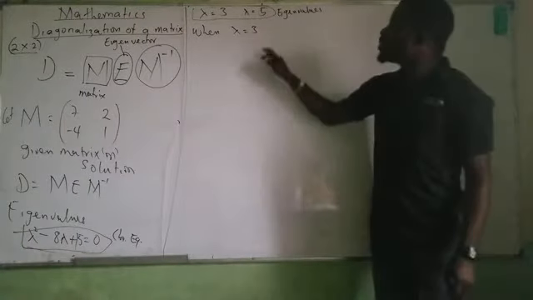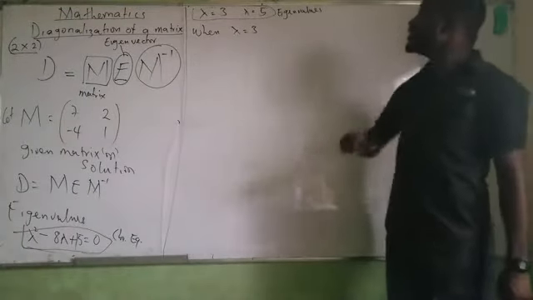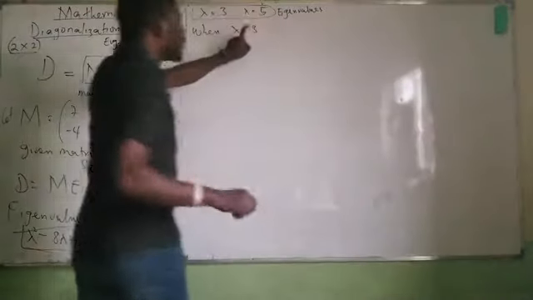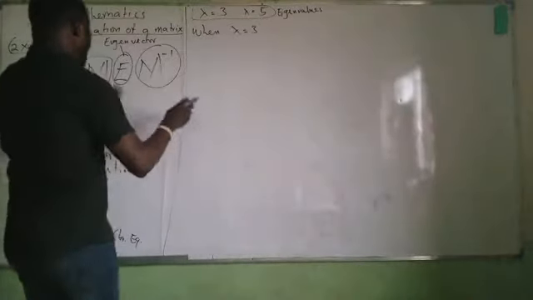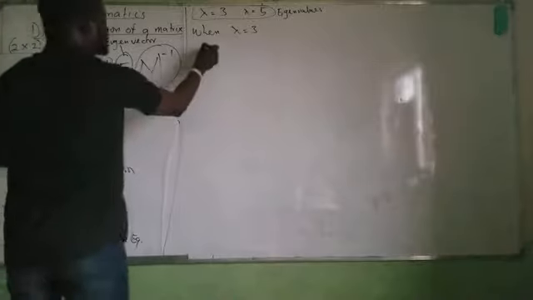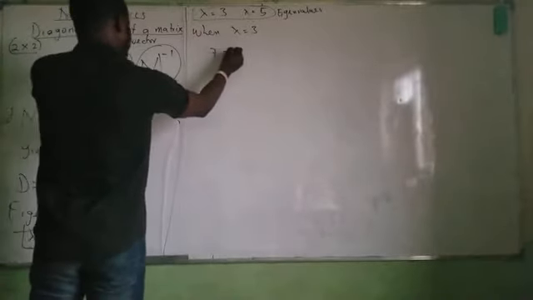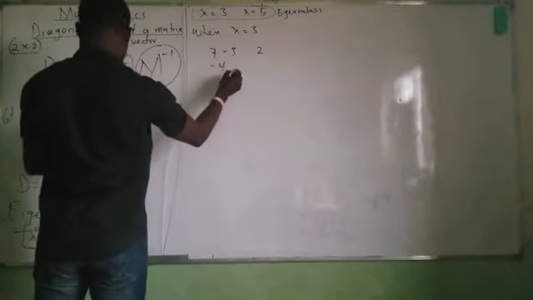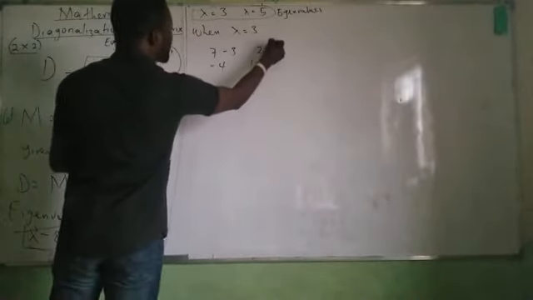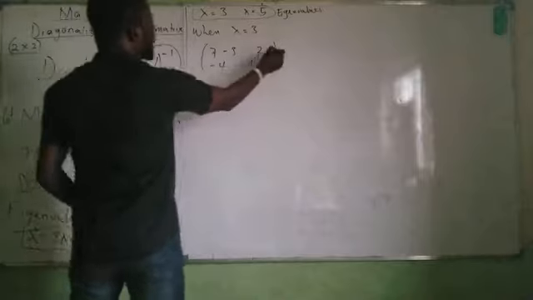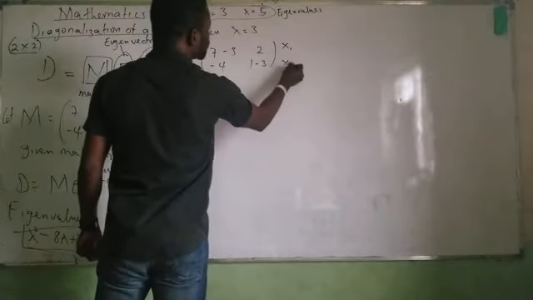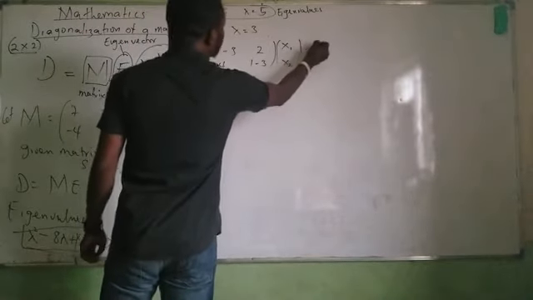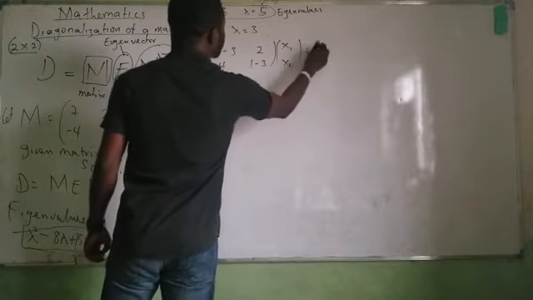Now, from my eigenvalues, I want to generate my eigenvector. Now, my eigenvector for 3, when lambda equals 3, it means I will come here: 7 minus 3 and 2, and minus 4, 1 minus 3. Now, which is my x1, x2, equals to 0.